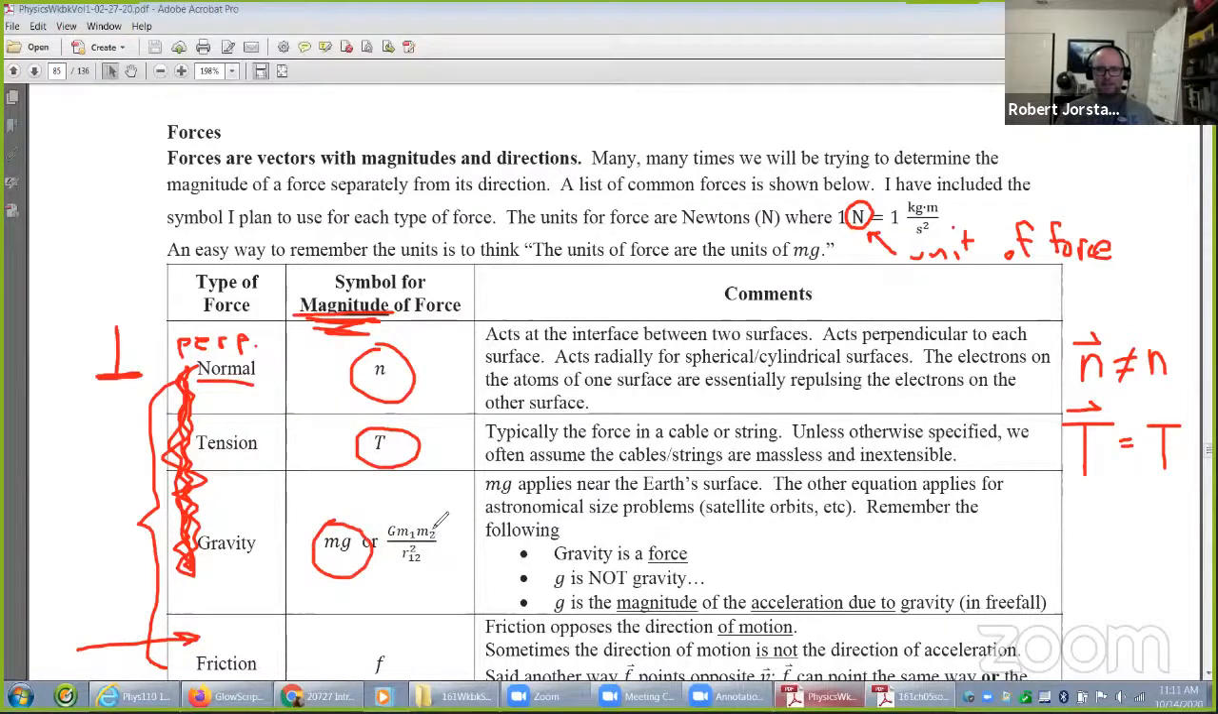mg. Now this other one we cover in chapter 13, when we talk about astronomical size problems. And just to remind you, gravity is the force, but g is not gravity. What is g? g is related to gravity. It's the magnitude of acceleration due to gravity in free fall near the Earth's surface. So g is not gravity, and I want you to be careful. Just know there's a difference between a force and an acceleration.